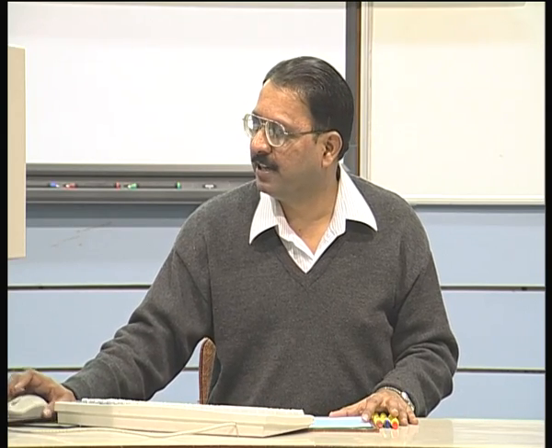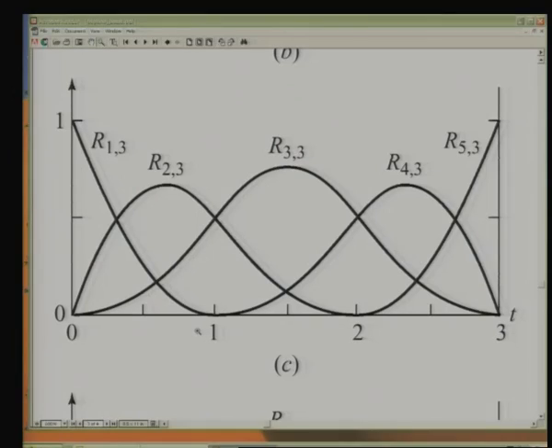Once I go closer to u is equal to 1, let us say u is equal to 0.9, what you see is that the influence of this has become much less, whereas the influence of the other functions has increased. The weightages of these values x0, x1, x2 are changing continuously as I go from one end to another.